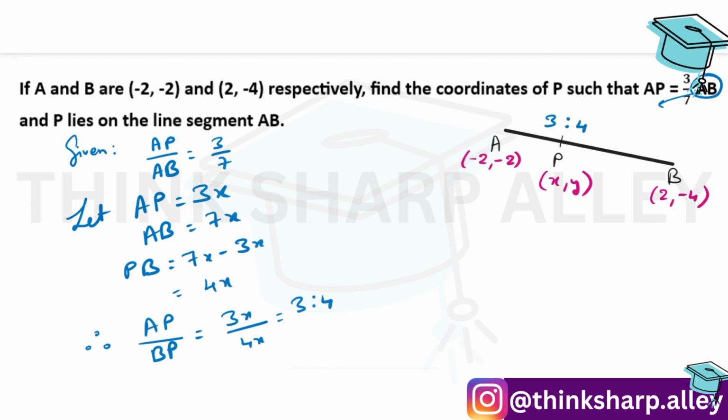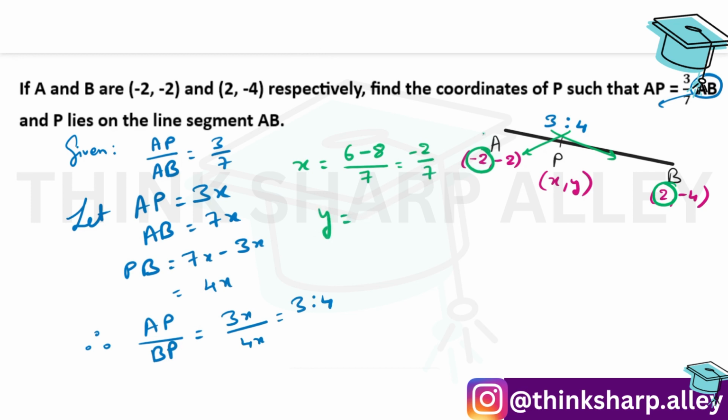Now that we have got the ratio, we can proceed just like we have done in question number 1. You can try it. So the value of x will be, cross multiply. So when we are dealing with x, focus on only the x terms. So 3 times 2 is 6. 4 times minus 2 is minus 8. Divide by sum of the terms, 3 plus 4, 7. Which is minus 2 by 7.